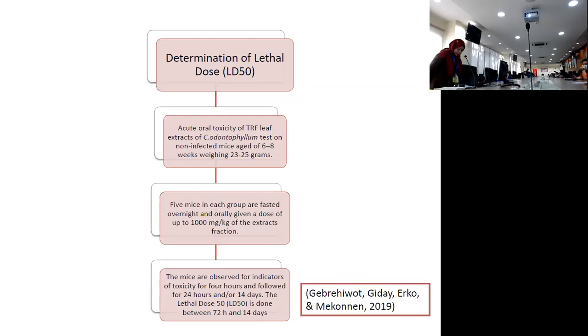This is also administered gradually, meaning from 1,000, 2,000, 3,000, 4,000. So the mice are observed for indicators of toxicity for 4 hours and followed for 24 hours or 14 days. And the lethal dose is determined between 24 hours and 14 days.